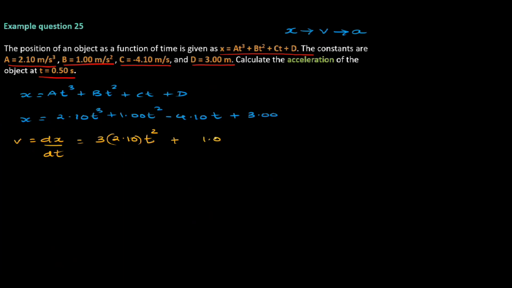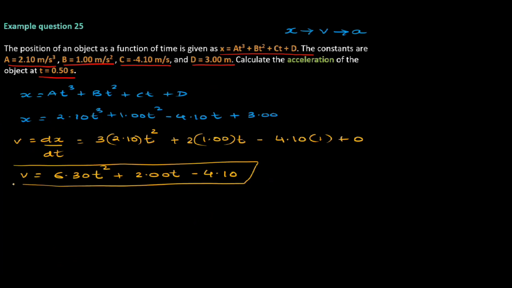Plus 1. Again, multiply first with the power of t. Power of t is 2. Then reduce the power of t by 1. So 2 minus 1 will give me 1. Minus 4.10. Derivative of just t is 1. And derivative of a constant will be 0. So when you simplify this, it becomes 6.30 t squared plus 2.00 t minus 4.10. So this is my velocity function.